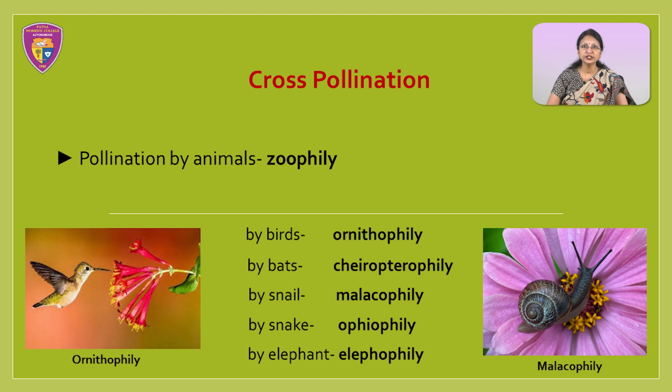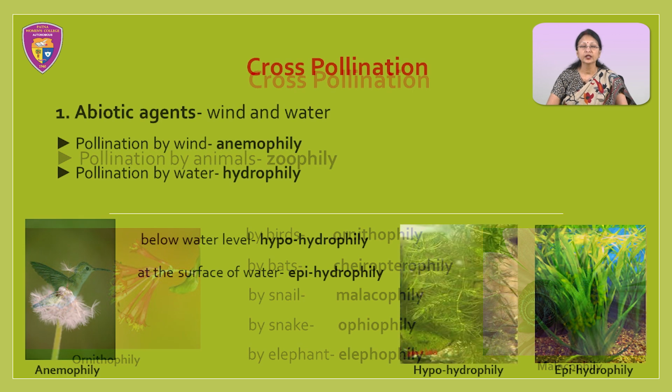Likewise, pollination by animals is collectively called zoophily, and when it takes place by birds, it is called ornithophily. When by bats, it is called chiropterophily. When by snails, malacophily. When by snakes, ophiophily, and by elephants, it is called elephantophily, and so on.